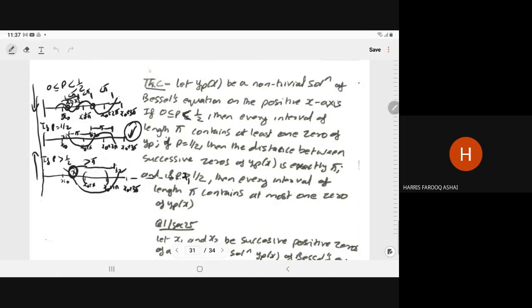Between the two, for this p, we have at least one zero. For p greater than half, we have at most one zero. So automatically it will give you x2 minus x1 less than pi and x2 minus x1 greater than pi. Then only it is possible. You can judge from the figure.